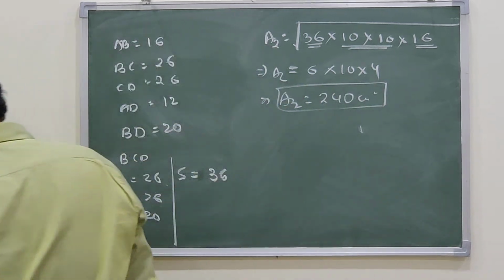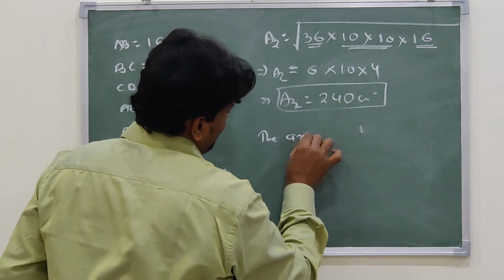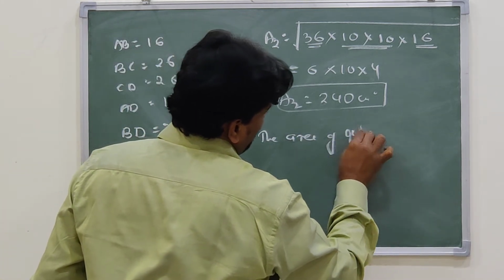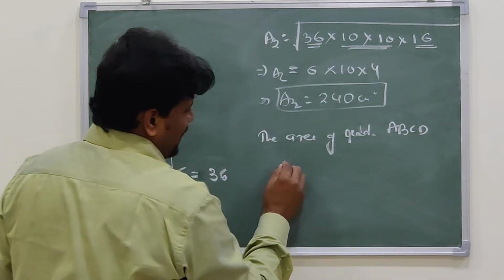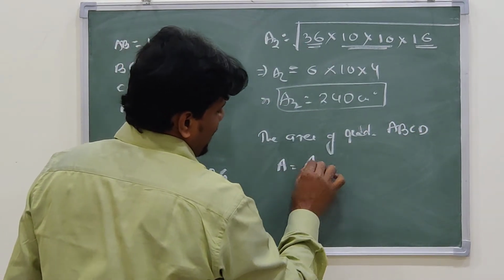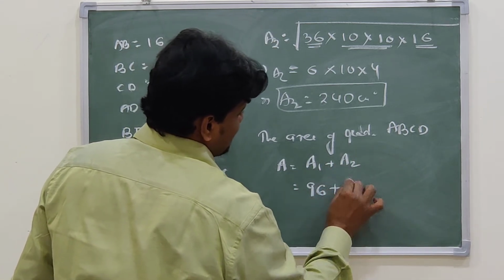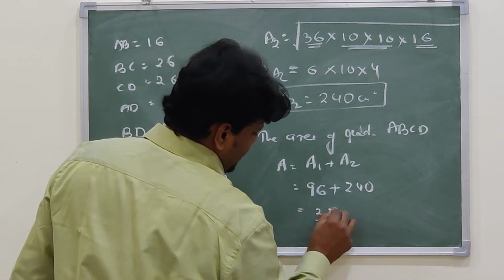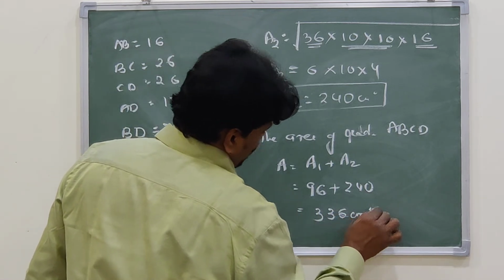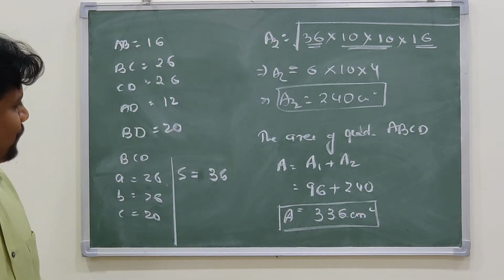And now you can simply say the area of quadrilateral ABCD must be equal to A1 plus A2. A1 was 96, A2 is 240. So we'll have 336 centimeters square. That is the area, and that was the right answer.